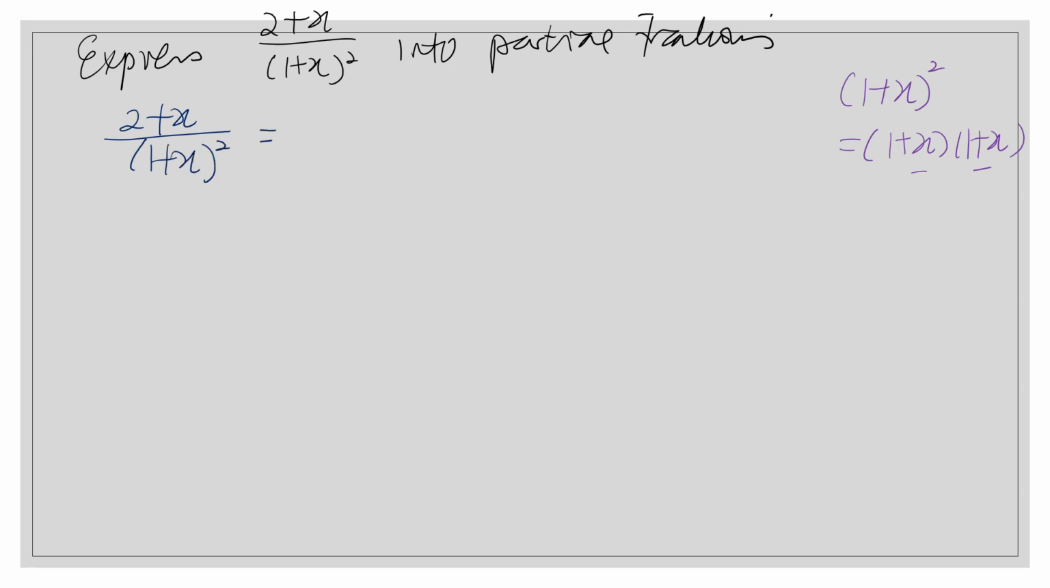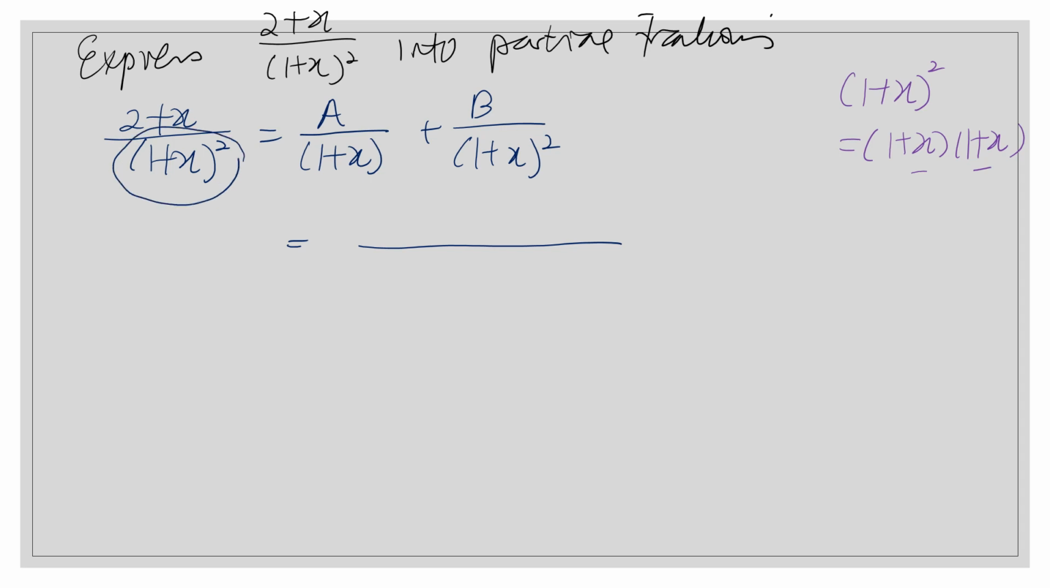Right, basically it will be just a over the first linear factor, which is 1 plus x, then plus b over the repeated linear factors. Alright, so we're going to combine. What you have here are two partial fractions, which you're going to combine into a single fraction. And how do you determine the denominator? It's actually very easy. Just look at the original fraction given to you. The denominator is bracket 1 plus x to the power of 2. So that will be your denominator.